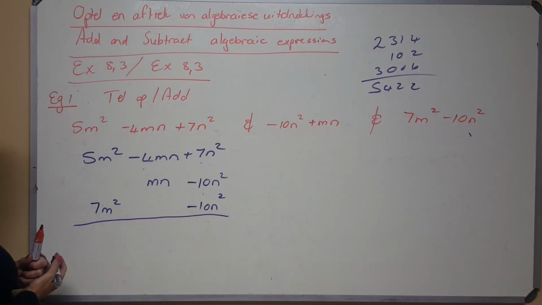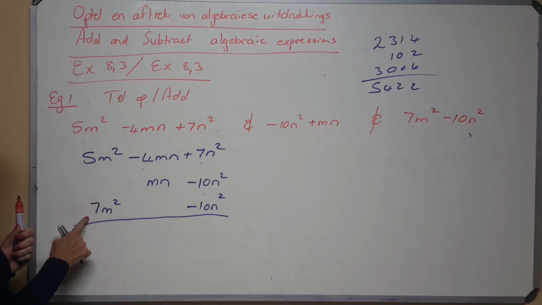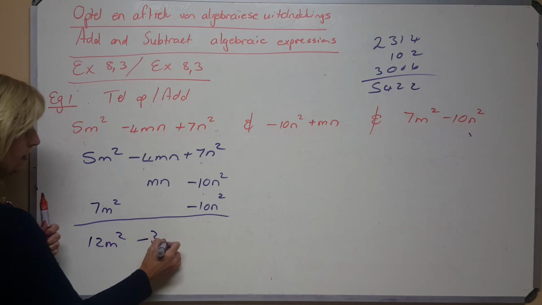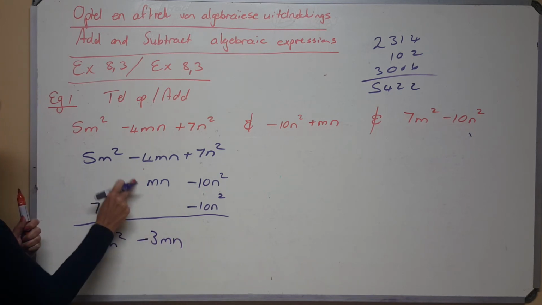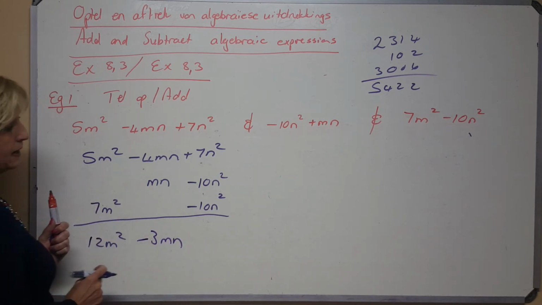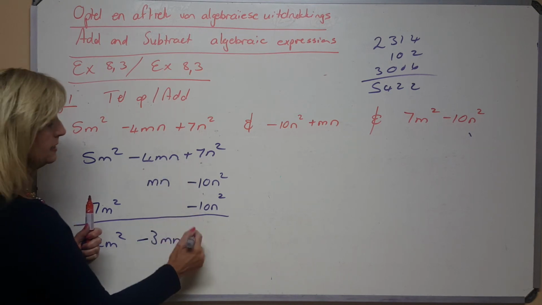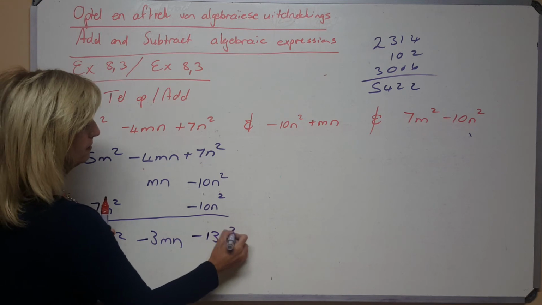So nou tel ek hulle by mekaar. En dit gaan dan vir my gee 12, want ek tel nog steeds die koëffisiënte by mekaar. 12m kwadraat minus 3mn, because I'm still adding minus 4 and plus 1, and then I'm adding 7, minus 10 is minus 3, minus 10 is minus 13n square.